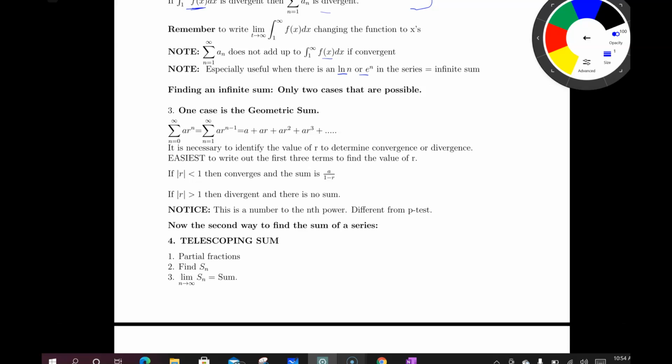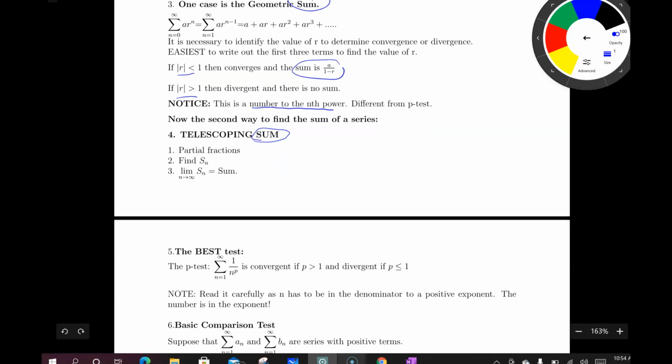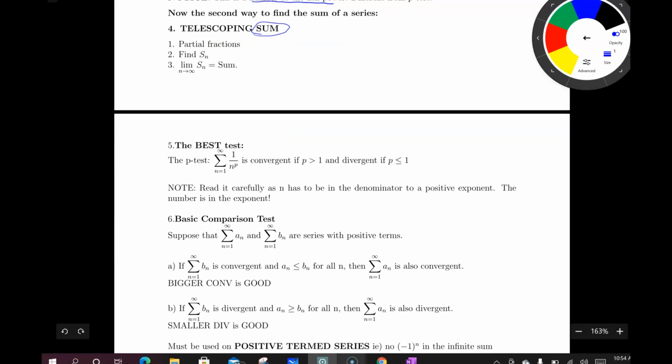Geometric sum. I'm looking for a number to the nth power. And only if I'm asked to find the sum do I find the a over 1 minus r. Otherwise, I'm just looking to find out if the absolute value of r is greater than or less than 1. If I'm asked to find the sum and it looks like a fraction that I can do partial fractions on, that's when I would do the partial fraction decomposition, find the s sub n and take the limit.